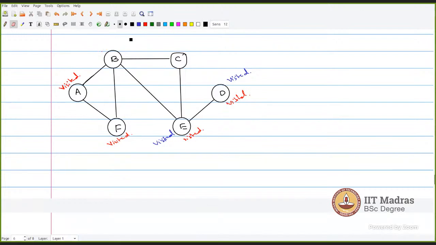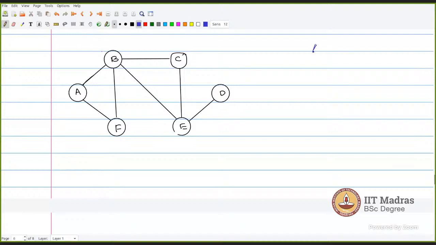So this is how DFS works. DFS is like a 3D kind of thing. It actually goes deep until it reaches a dead end, and then it will come back again, and it will again proceed forward.